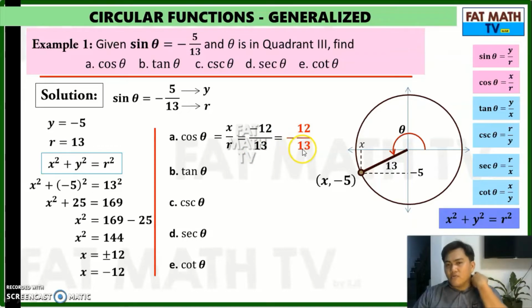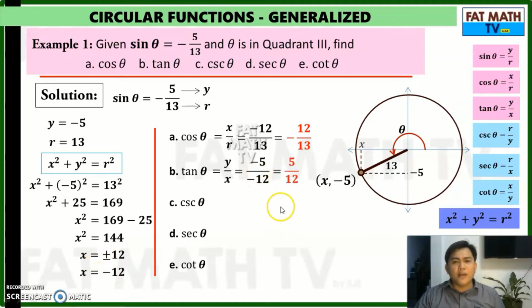Negative 12 over 13. For tangent theta, we have y over x. So that's y over x. Y is negative 5. And x is negative 12. So you will have positive 5/12. And then cosecant theta, that's r over y. So that is, r is 13. Y is negative 5. So negative 13 over 5.